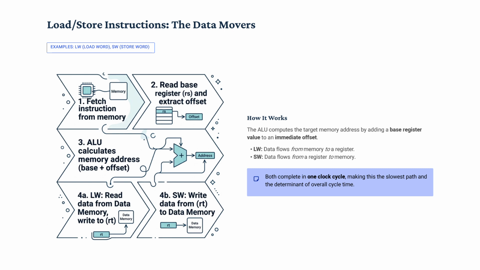The ALU computes the target memory address by adding a base register value to an immediate offset. For a load operation, data flows from memory to a register. For a store operation, data flows from a register to memory. Both complete in one clock cycle. This is the slowest path and the determinant of the overall cycle time. In load, the final result is stored in a register, but in store, the final result is written in memory, not a register.